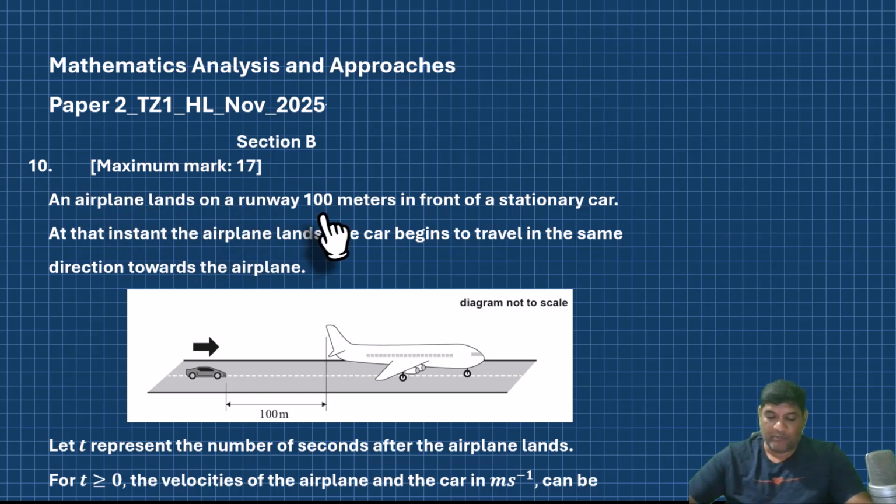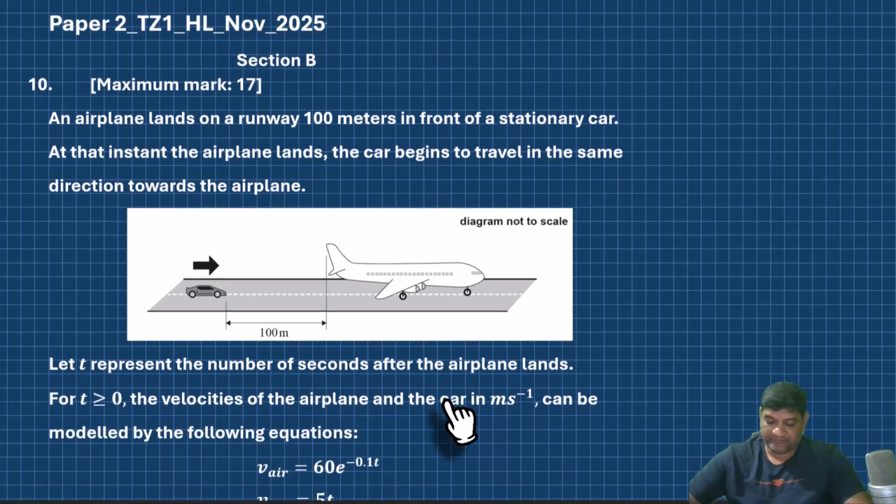It talks about an aeroplane which is landing 100 meters in front of a stationary car. So this car is stationary, and then this aeroplane is landing 100 meters away from it, in front of it. Now, the moment the aeroplane lands, the car begins to travel in the same direction, moving along with the plane in this direction.